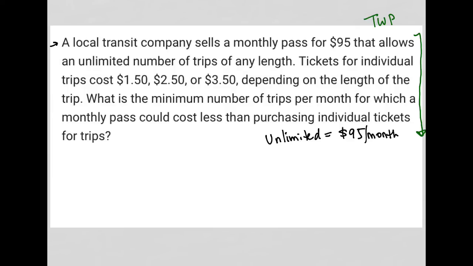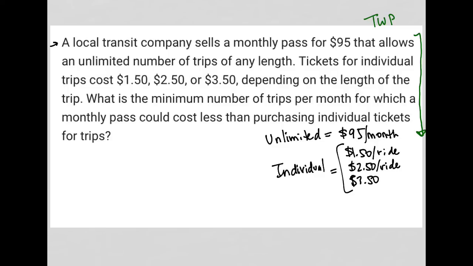Second sentence, tickets for individual trips cost $1.50, $2.50, or $3.50, depending on the length of the trip. So these are individual. And this is like per ride, right? So per ride. Or per trip, I should have said.